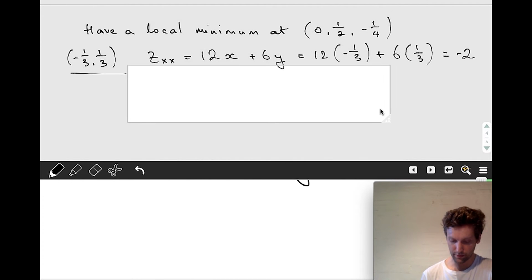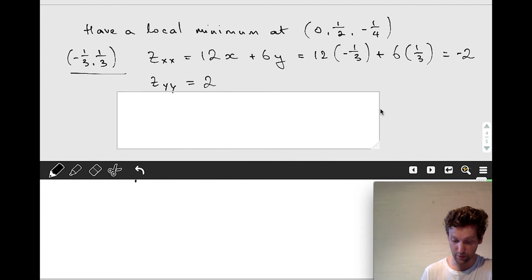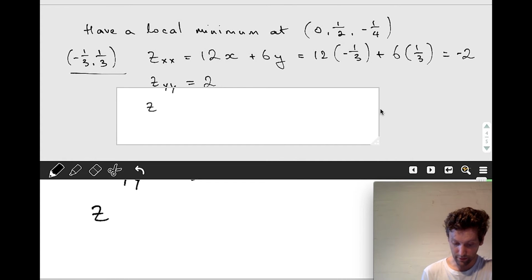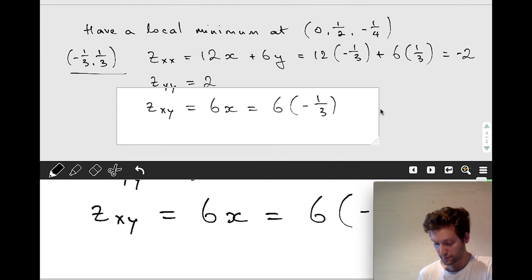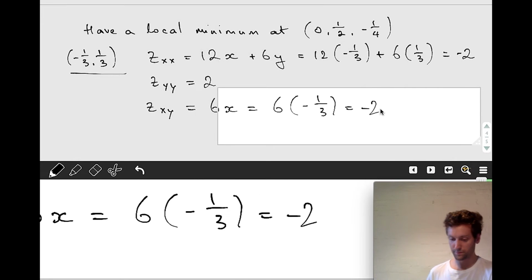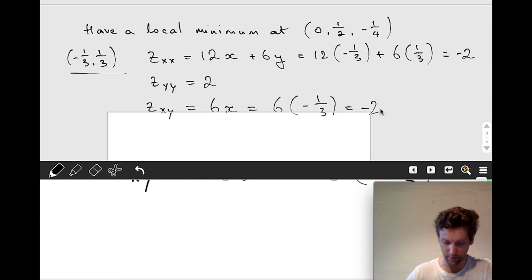We've got the second derivative of z with respect to y. That was just equal to 2, it didn't depend upon x and y. And we've got the mixed derivative. zxy is equal to 6x, which is 6 times minus a third, which is minus 2. Alright, so let's put those into D, see if this thing is a maximum or a saddle point.